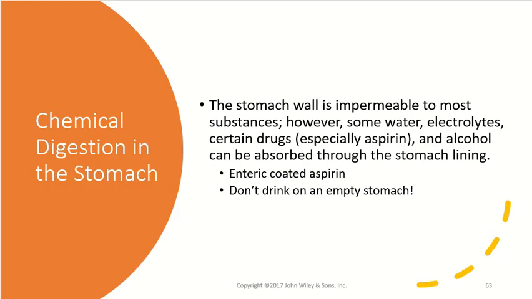The stomach wall is impermeable to most substances. However, some water, electrolytes, and certain drugs, especially aspirin, as well as alcohol, can be absorbed through the stomach lining. This is why we have something called enteric-coated aspirin, because absorbing this aspirin, which is really quite acidic, can really irritate your stomach lining. So enteric-coated aspirin essentially has a coating on it that prevents it from being digested or absorbed in the stomach, and it is then absorbed later on in the GI tract, somewhere in the small intestine. This absorption of certain things in the stomach is also another really important reason why you shouldn't drink on an empty stomach, and we'll talk a little bit more about that later on in the lecture.